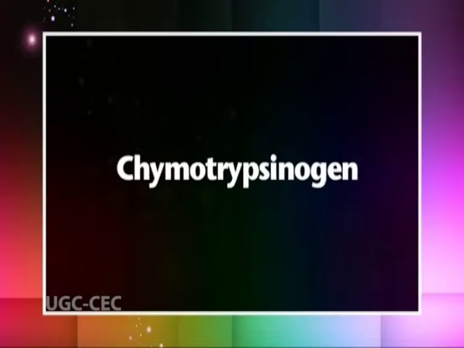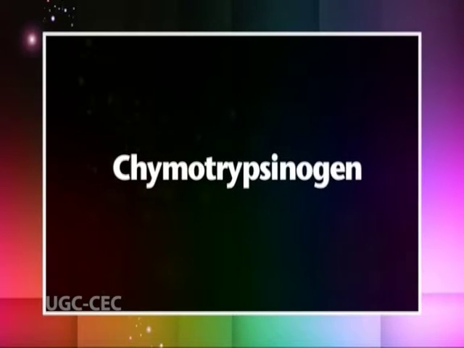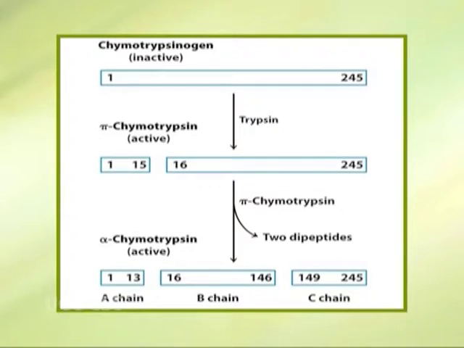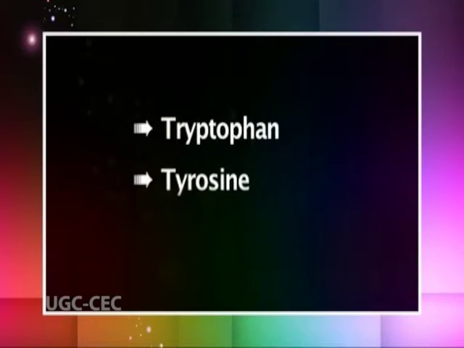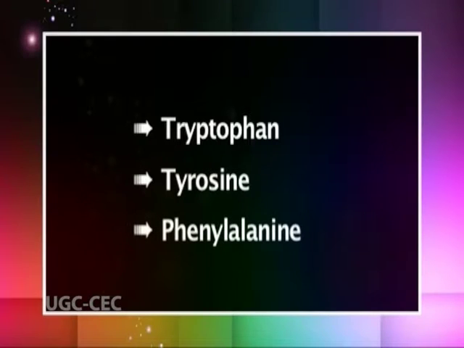Now talking about chymotrypsinogen. This is another example of zymogen. It is an inactive form of chymotrypsin. It is cleaved by trypsin. Chymotrypsin is found in digestive system of mammals as well as other organisms. It works by cleaving peptides at the carboxyl end of aromatic amino acids. These aromatic amino acids are tryptophan, tyrosine, and phenylalanine.